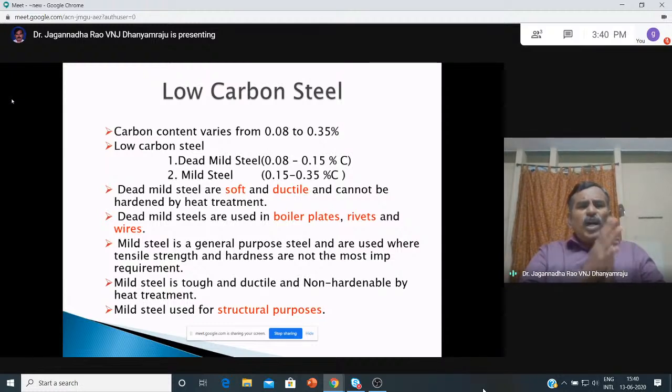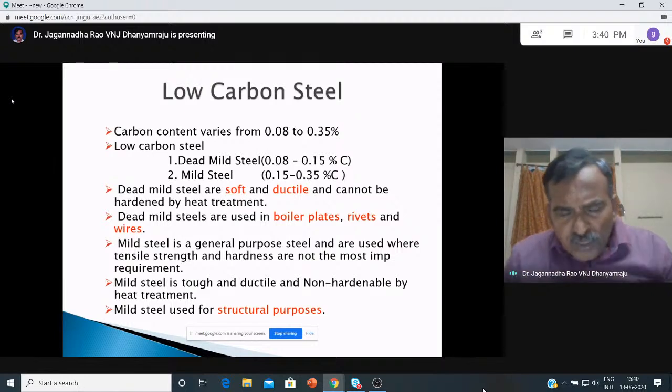See, low carbon steels, the content can be up to 0.35%. See, this 0.35 is also a high quantity. And here you have two categories: dead mild steel between 0.08% and 0.15% carbon, and you have mild steel between 0.15% carbon and 0.35% carbon.